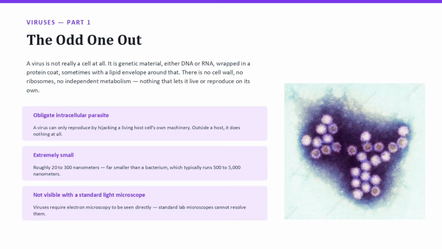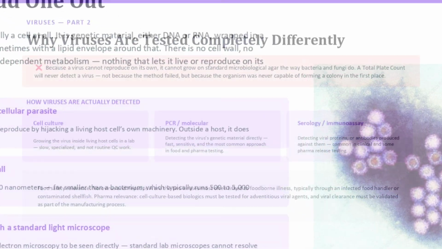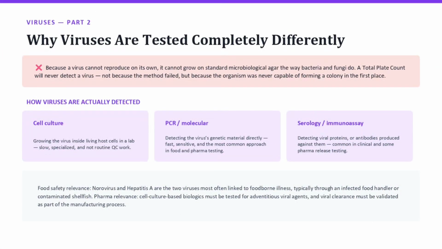Take a look at the electron microscope image on this slide. Seeing the actual structure like this will make the next slide click much faster than description alone. So here is the consequence of everything we just covered. Viruses are tested for in a completely different way from bacteria and fungi.